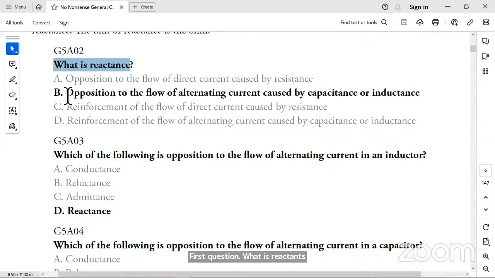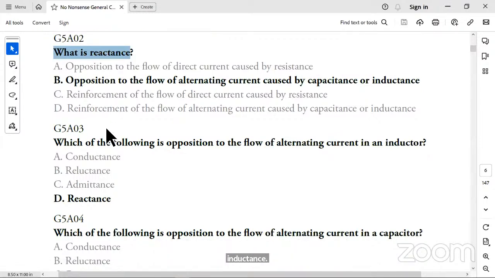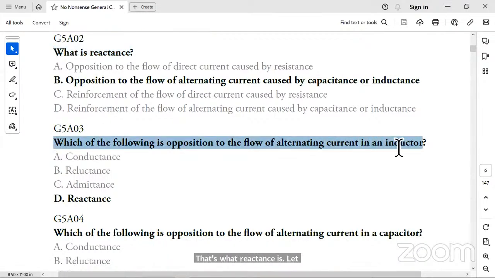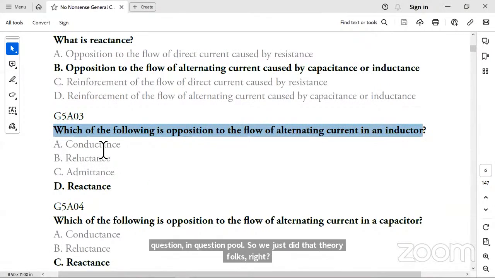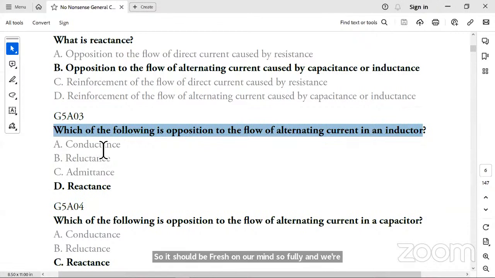So the correct answer is reactance is the opposition to the flow of alternating current caused by capacitance or inductance. Right? That's what reactance is. Remember the symbol X. Next question in the question pool. So we just did that theory, folks, so it should be fresh on our minds, hopefully, and we're making the connection. But feel free, it's a new concept, so we need to go over it. You can have a look at it again or read further.